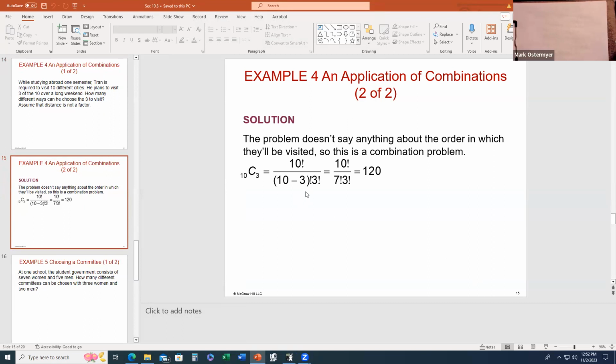And this would be the manual way of working it out. If you wanted to immerse yourself in the factorial function, you could also crank out to 120.